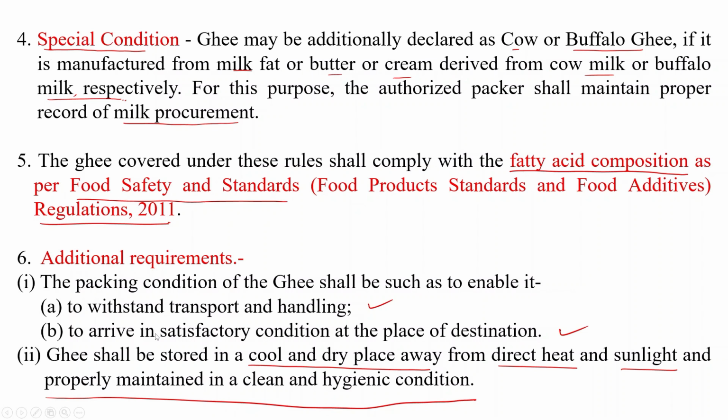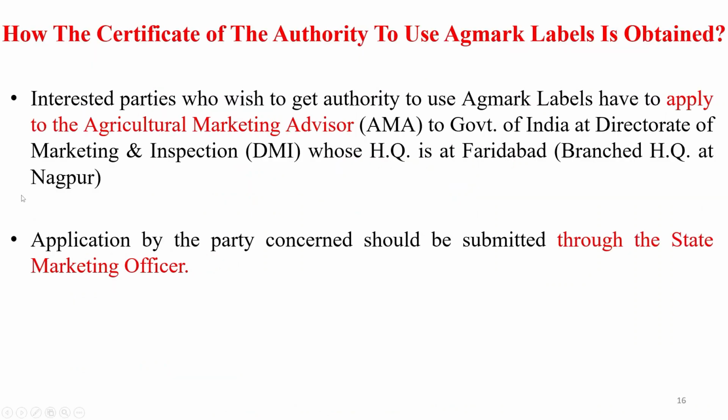So there are 6 requirements to be fulfilled by ghee to be marketed under the label of AGMARK. Now the question comes: if I am a food business operator and I want to use the AGMARK label on my product, say ghee and butter, then how will I proceed, how can I have the authority to use AGMARK labels on my products?